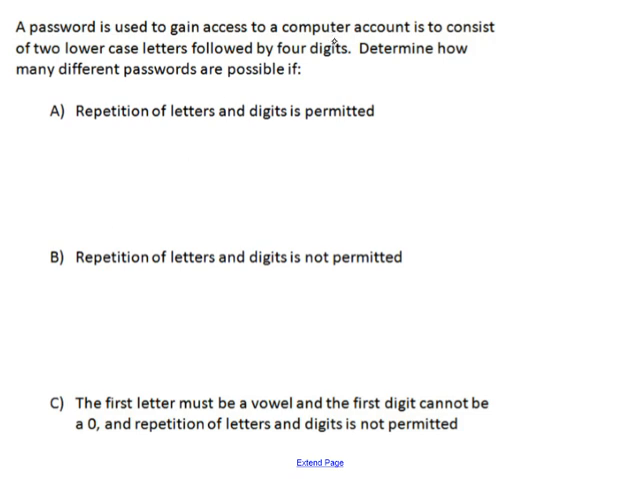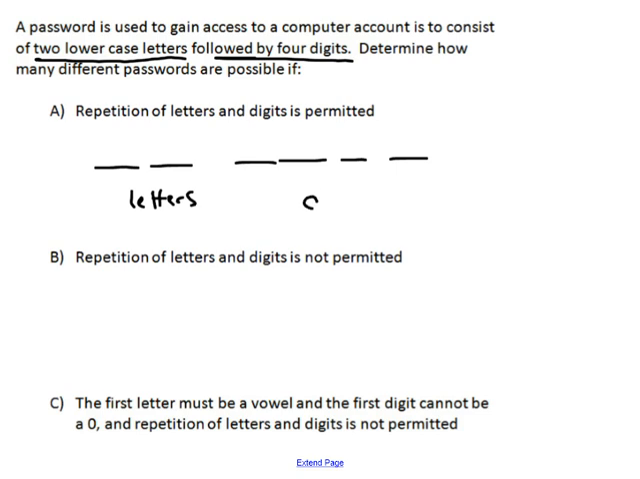A password is used to gain access to a computer, and it consists of 2 lowercase letters followed by 4 digits. So we've got 2 letters and then 4 digits. Now, notice it's kind of important that it says lowercase letters. That's because if they didn't make that distinction, oftentimes passwords are case sensitive, meaning a capital A is different than a small a. And if they could be either one, then we wouldn't say there's 26 letters. There would be 52 letters after that.